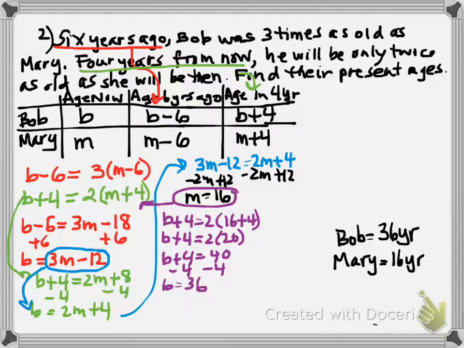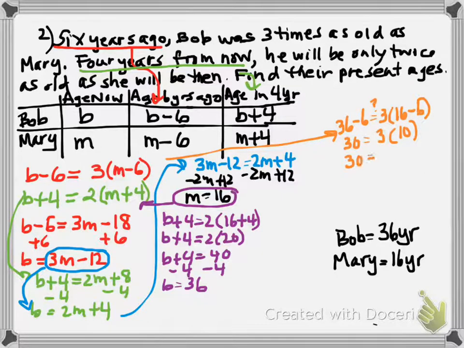Now I've just plugged Mary's age into the green equation. So I'm going to plug both of their ages into the red equation, the top equation, and see what I come up with. So I'm going to take this and plug in both answers. So is Bob minus 6 equal to 3 times the quantity Mary minus 6? So I get 30 for Bob, and I get 10 over here, and 3 times 10 is 30. So that pretty much says, yep, those are the answers. Bob's going to be 36 when Mary's 16. Okay?